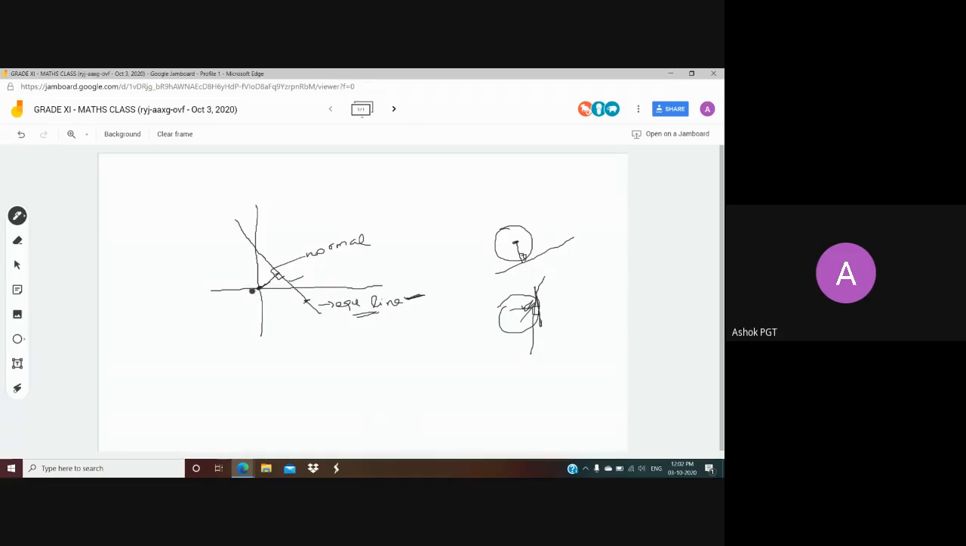In the question, they will give the distance from the origin to the required line. Otherwise, they will give the length of this normal line. For example, the distance from the origin to this required line is p units, and this normal line makes an angle alpha. Students, they will say that the angle made by the normal with the positive direction of the x-axis is alpha. I will draw the bigger diagram here.